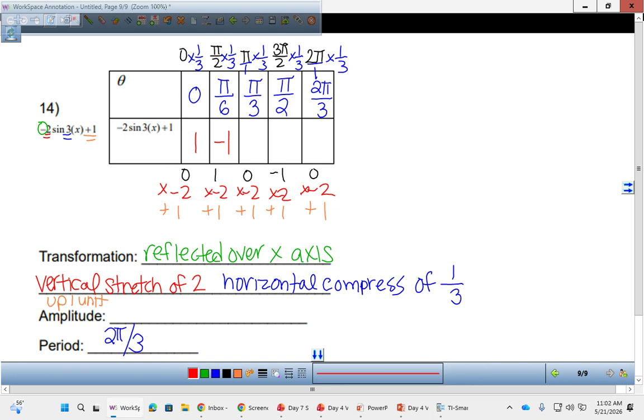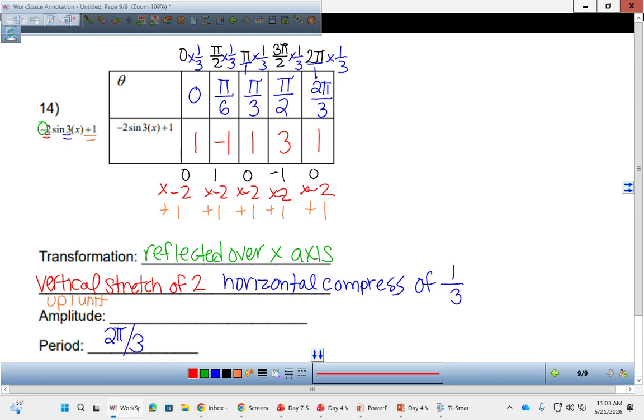0 times -2 is 0. 0 plus 1 is 1. -1 times -2 is +2. And +2 plus 1 is 3. 0 times -2 is 0. 0 plus 1 is 1.